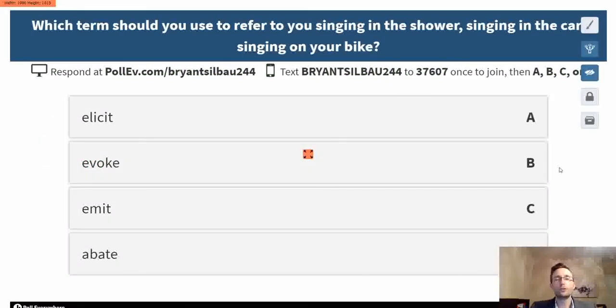Which term should you use to refer to you singing in the shower, singing in the car, singing on your bike? A, elicit, B, evoke, C, emit, or D, abate? Give me a couple more seconds.